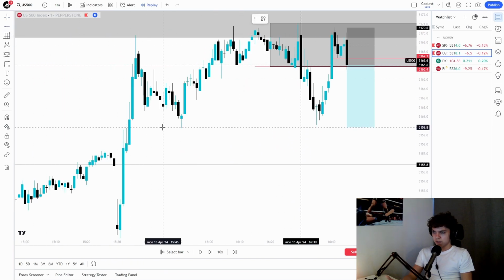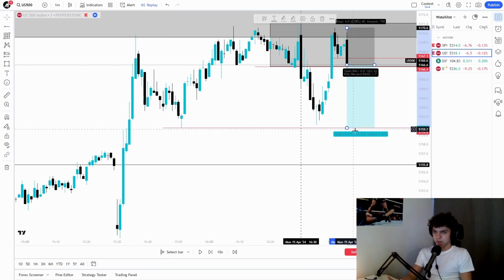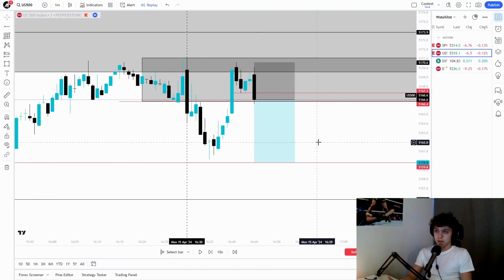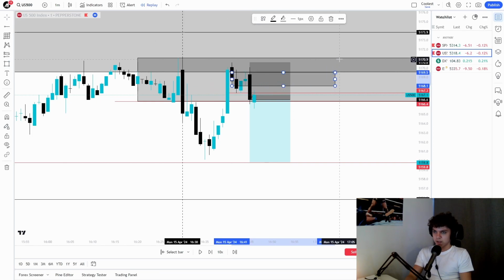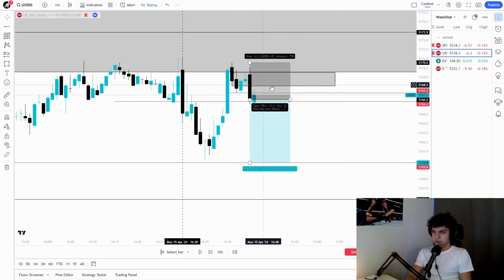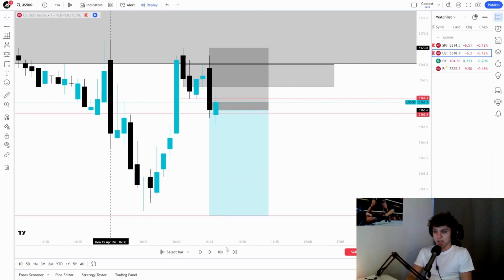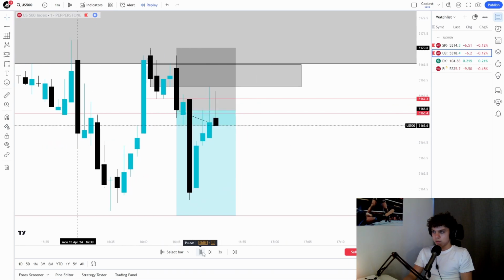Where can we target? We can target this right here. So this is a nice 1.7. Let's go. Let's check what we got. And also we got this mini order block right here on the 1 minute. Let me just remove this. As you can see now, we can see more clearly. Let's see what's gonna happen. I literally have no idea. Oh wow.